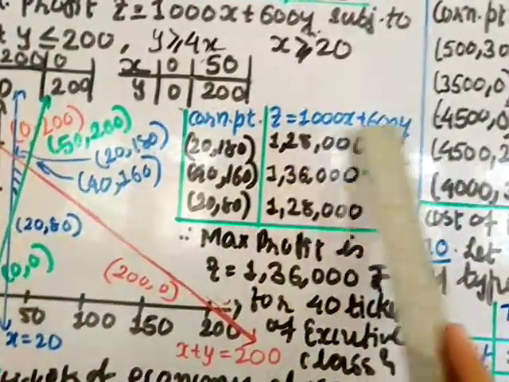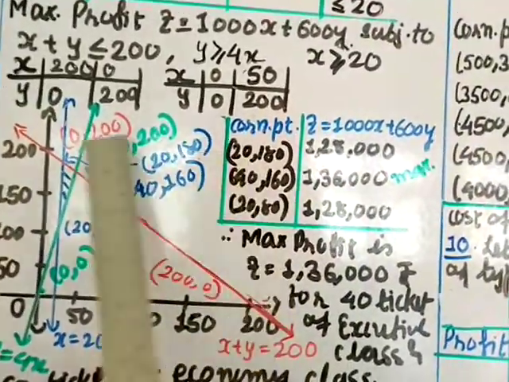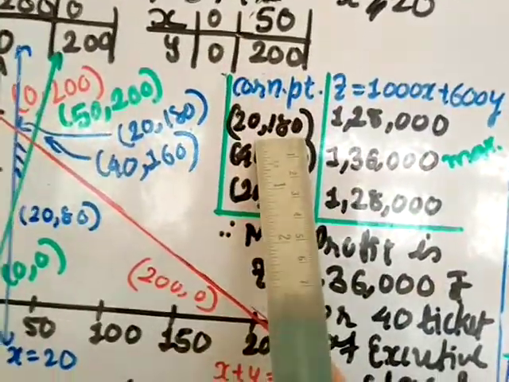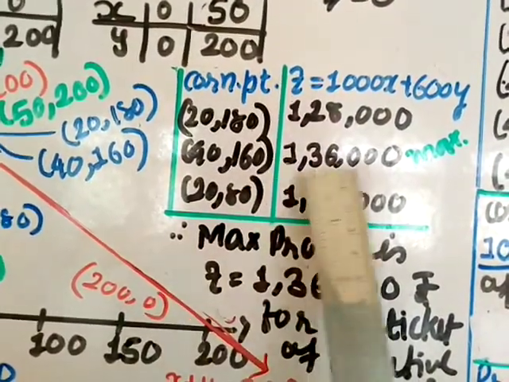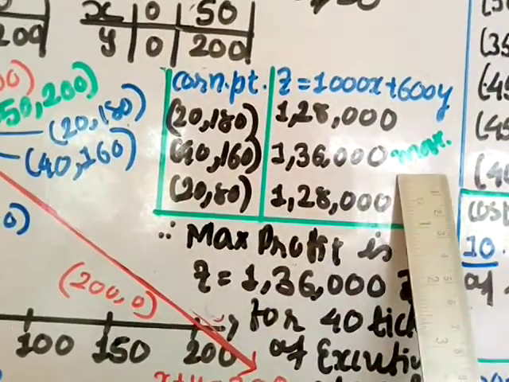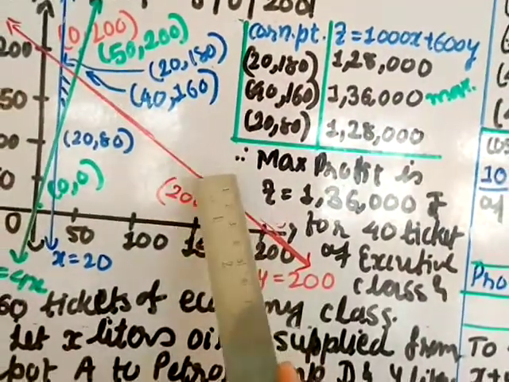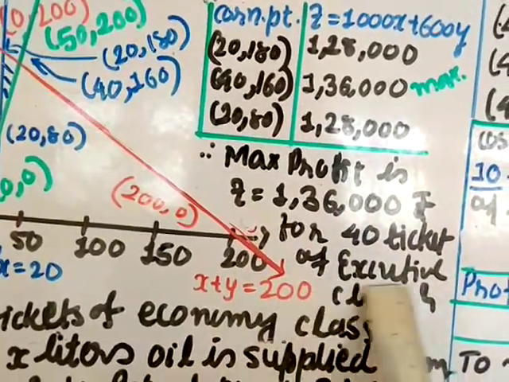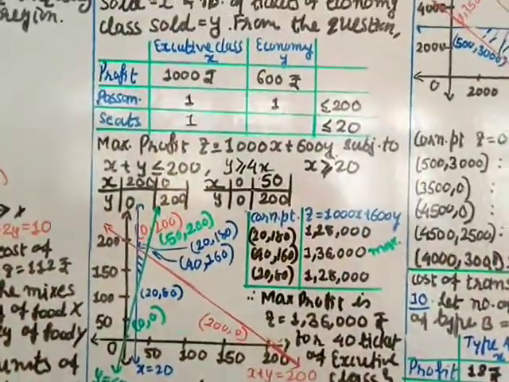For the corner points, z maximum, z is 1000x plus 60y, which I have written here. Put the corner points, put the values of x and y, and see what is maximum. So for (20, 180), when you put 20 and 180, you get 1,28,000. When you put (40, 160), you get 1,36,000. When you put (20, 80), you get 1,28,000. Among these three, this is the maximum. So this is maximum when x is equal to 40 and y is equal to 160. Therefore, maximum profit is z equal to 1,36,000 rupees for 40 tickets of executive class and 160 tickets of economic class. So this is the solution for question number 5.